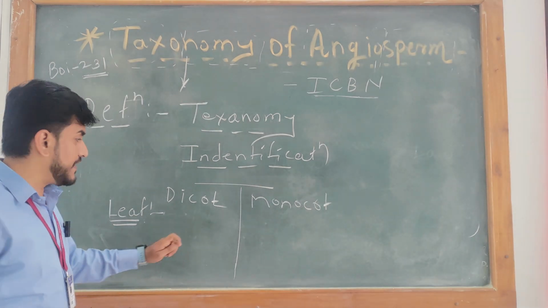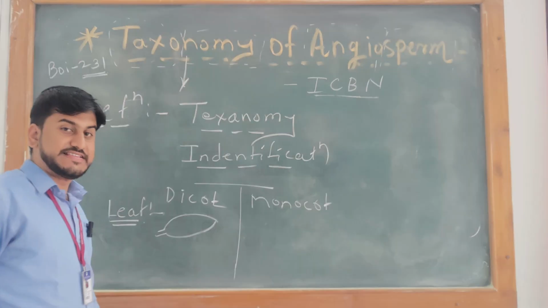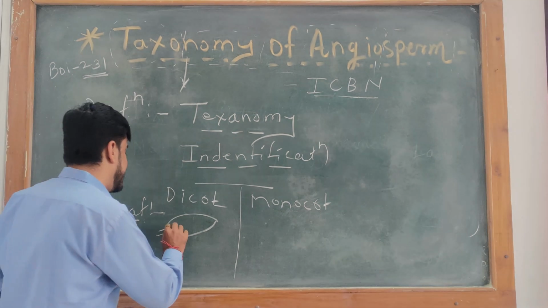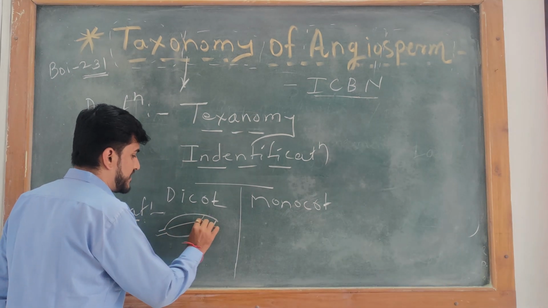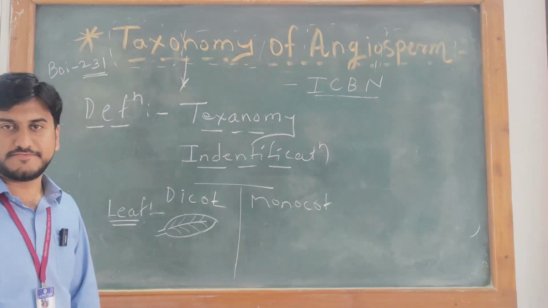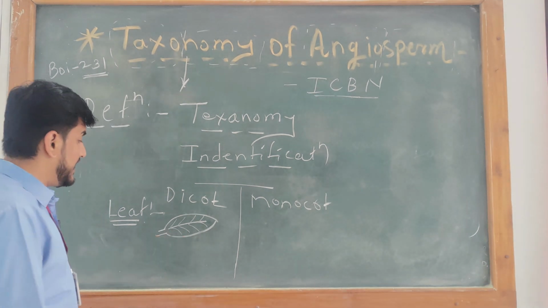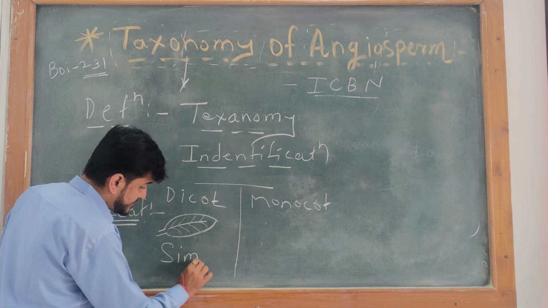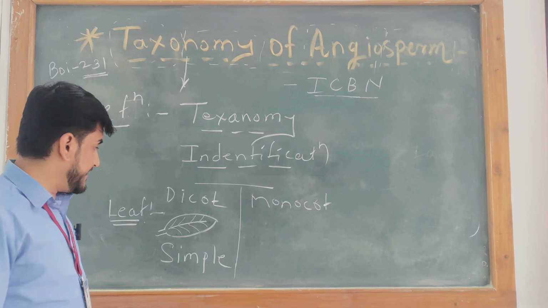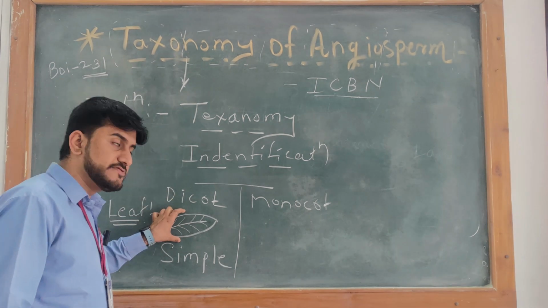In the dicot plant they contain the simple type of leaf, simple leaf, for example Mangifera indica. The simple type of leaf is present, and the venation pattern is reticulate type, a network of veins. Okay, so in the dicot plant, the simple type of leaves are present.